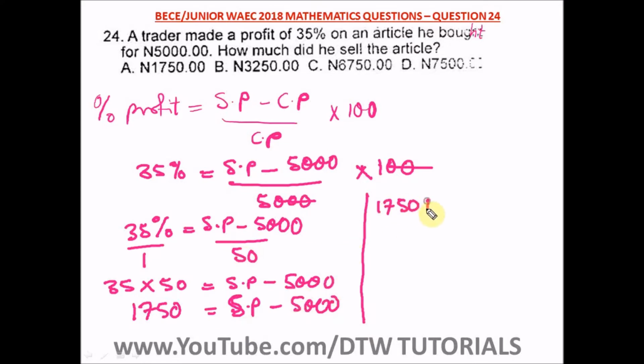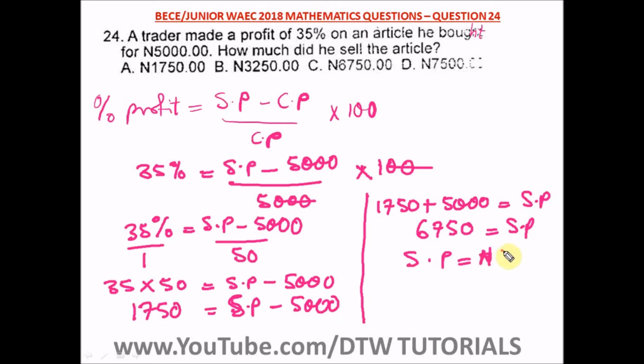Taking this to the other side, we have plus 5,000 equal to our selling price. And what is 1,750 plus 5,000? We are going to get 6,750, equal to SP. So our selling price is equal to 6,750 naira. All right, so this is our answer. And what is our right option here? Our right option is option C.